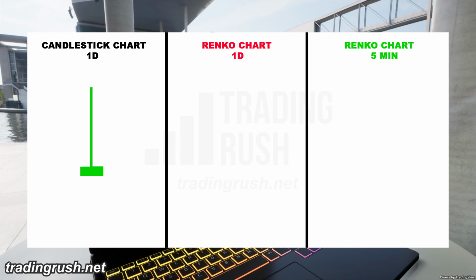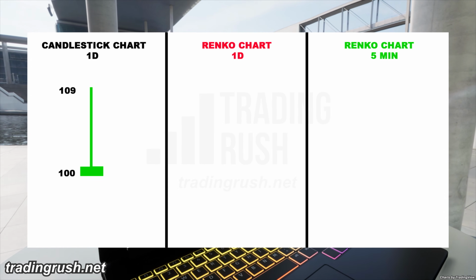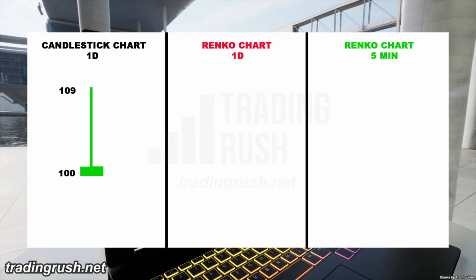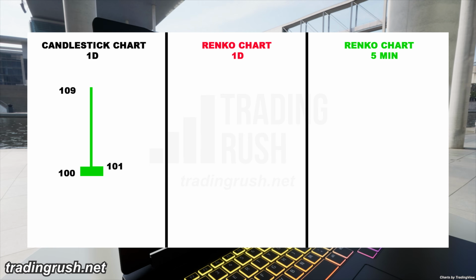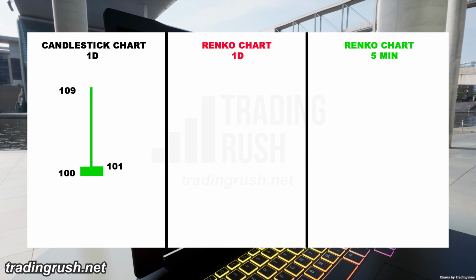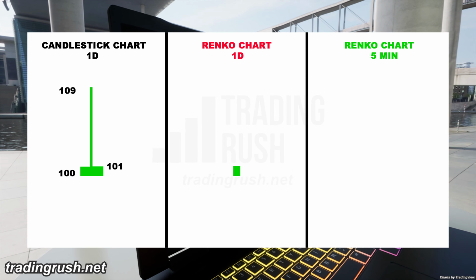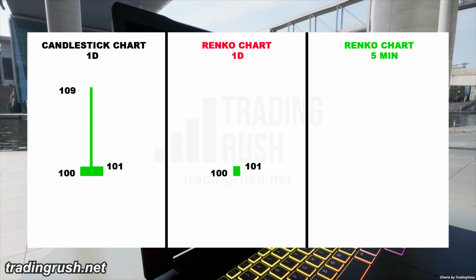So, let's say the day starts at a $100 price, and throughout the day the price moves $9 up and then moves back down $8. Here, even though the price made a big move in the upward direction, the distance between open and close was only $1. Now, since Renko bars only look at the closing prices and not highs and lows, only a single Renko bar will appear. That's a big problem.